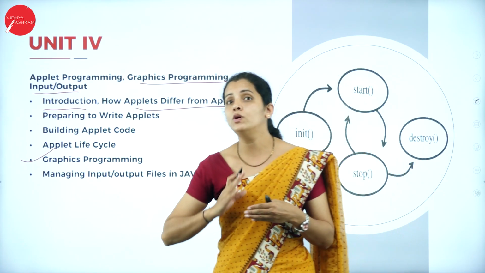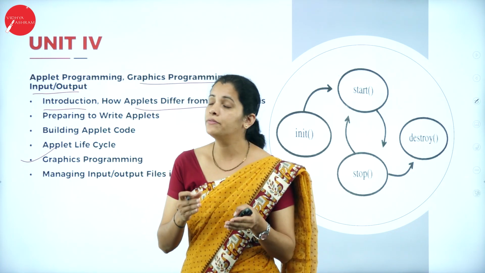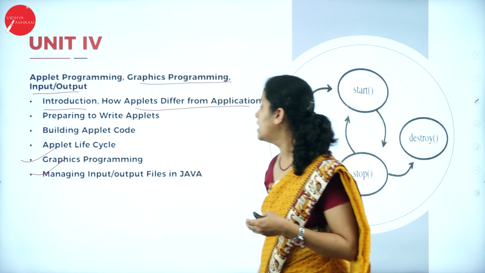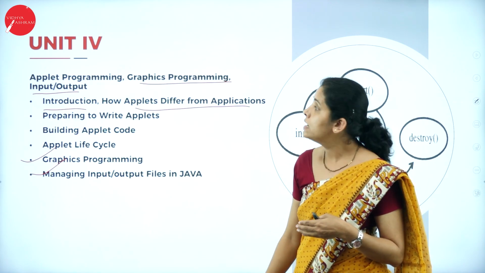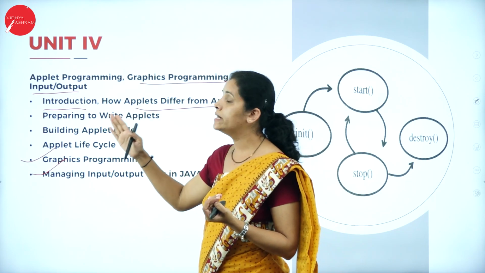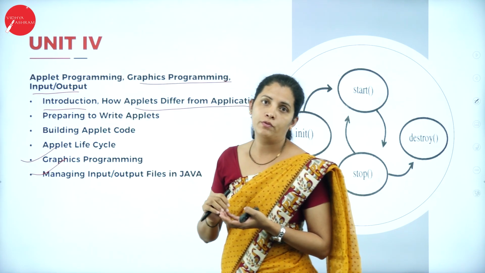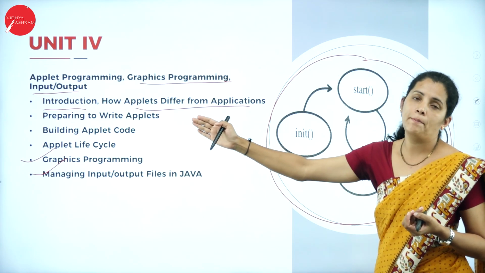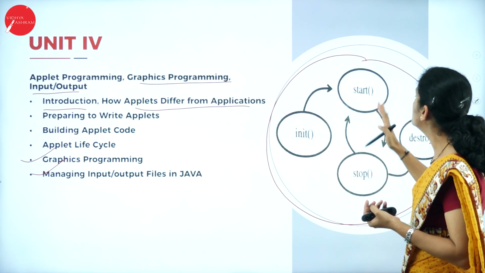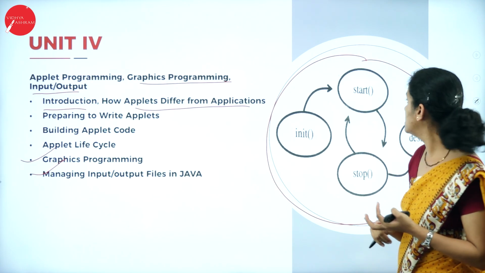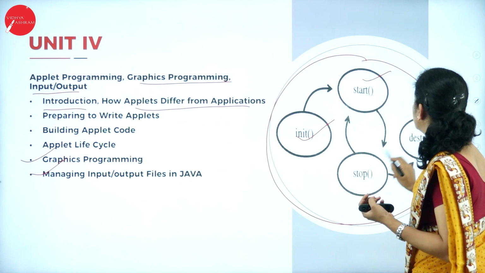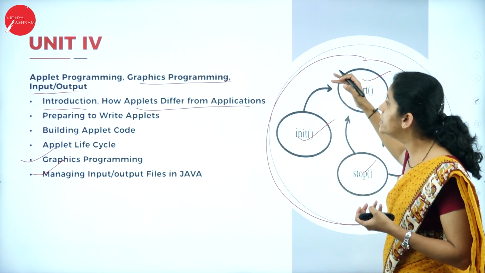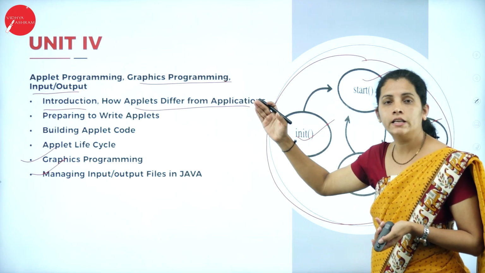Along with that, once again we are going to have graphics programming, that is graphical user interface. That means how we can able to create graphical user interface with the help of Java. Along with that, how to manage input and output files in Java. These are the certain topics we are going to study in depth in the fourth unit. So here this is the life cycle of applet. That means applet includes 4 different life cycle, that is start, init, stop and destroy. Anyway, in my upcoming session, I'm going to deal with applet life cycle in depth.